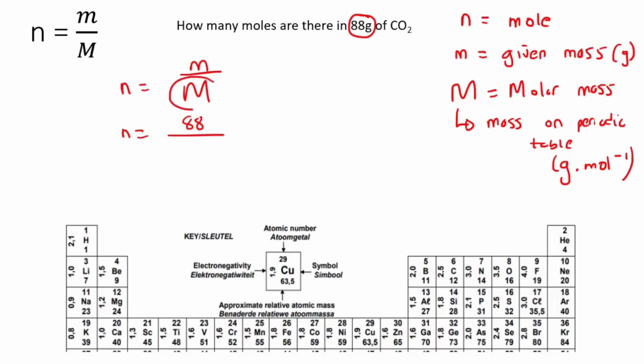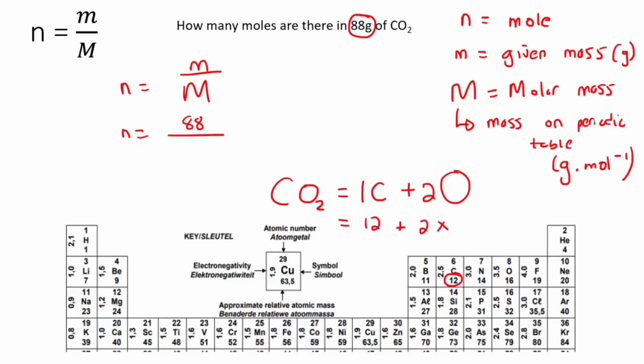Now, to calculate this part over here, this is the mass on the periodic table. So if you look at CO2, what we can see is that it is going to be one carbon atom plus two oxygens over here. One carbon atom has a mass of 12, and two oxygens, now oxygen has a mass of 16. So if you work this out correctly, you should get 44.